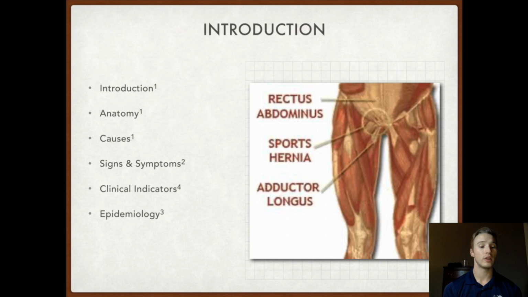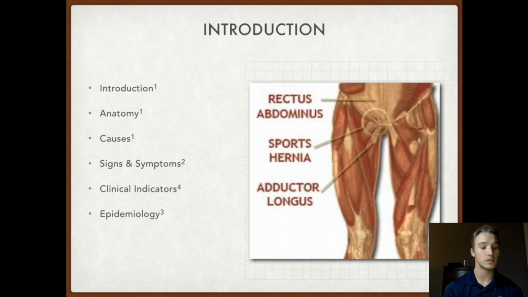Causes. The cause is the force that is produced on these structures by cutting, pivoting, fast acceleration, deceleration, which creates micro tears due to the stress that is placed on the fascia and aponeurosis listed before.